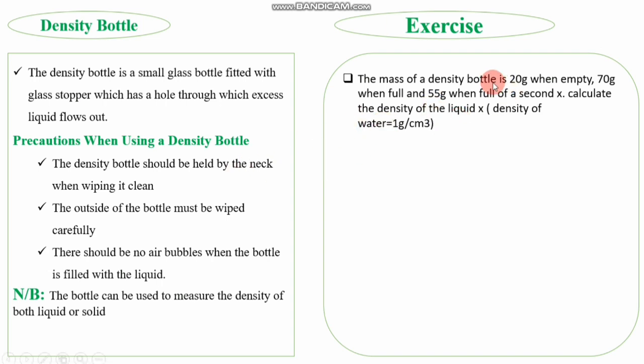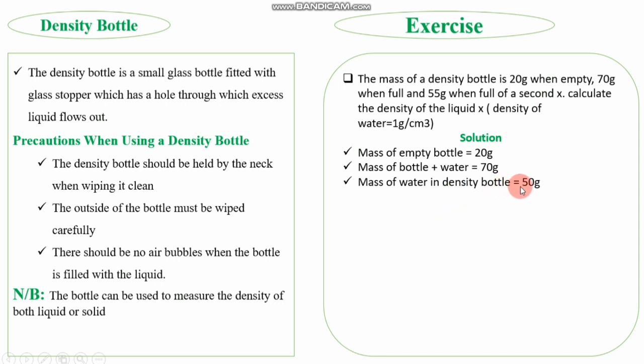In this case, we are going to find the mass of water. When empty the bottle is 20 grams. When full of water, it is 70 grams. So the mass of water is given by what? The mass of the empty bottle is 20. The mass of bottle plus water is 70 grams, meaning the mass of water is 70 minus 20, which is 50 grams.